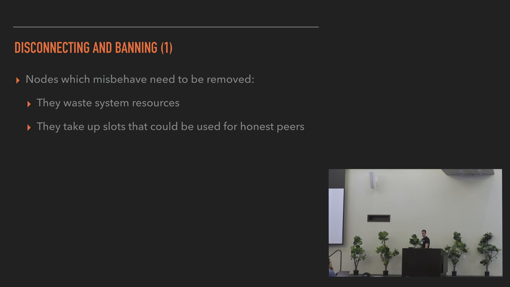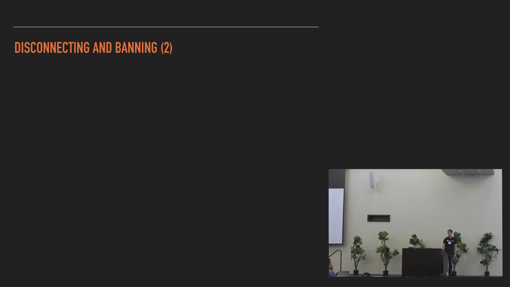So if they're wasting our system resources, that's leaving us open to denial of service attacks, right? They might blow up our memory usage or network usage or disk usage. If they're taking up slots that could be used for honest peers, well, that leaves us open to a Sybil attack or an Eclipse attack, where we're being surrounded by dishonest nodes and we can't get the actual state of the network. So let's talk about what bad behavior might involve.